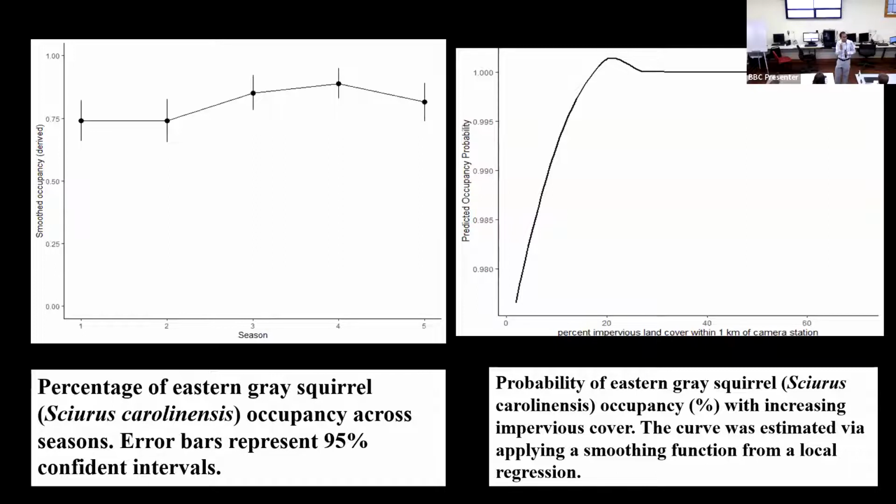I'm sorry, I didn't understand the point. I'm trying to understand the percent impervious land cover within 1 kilometer of the camera station, what that means in terms of what it would look like or how you calculate that. That's all.